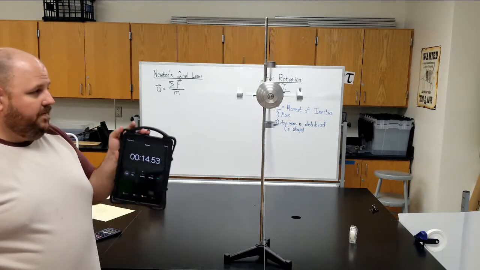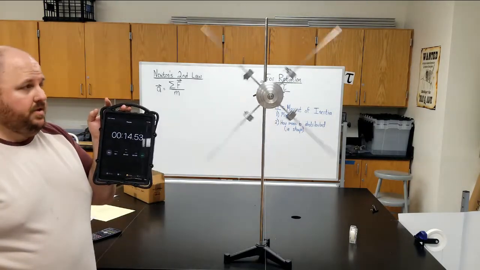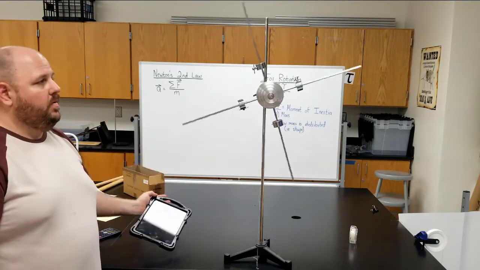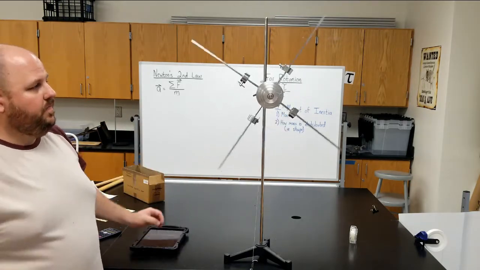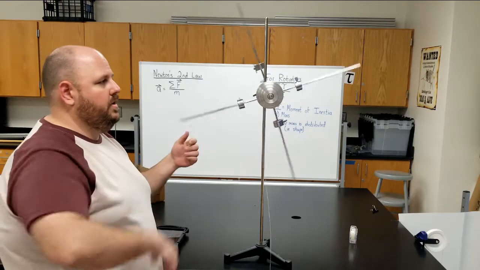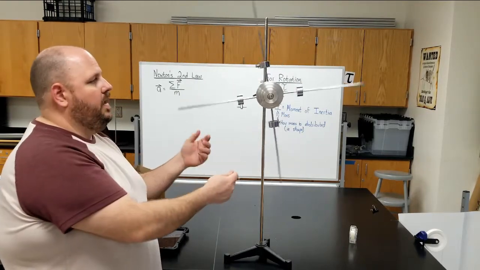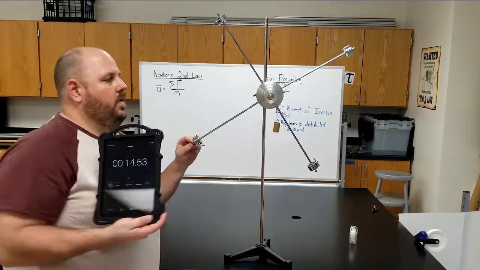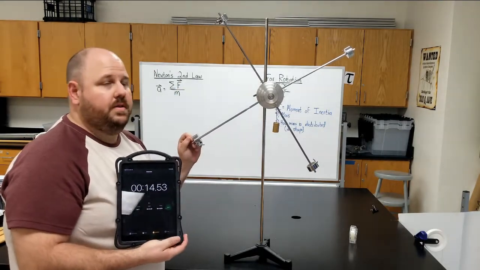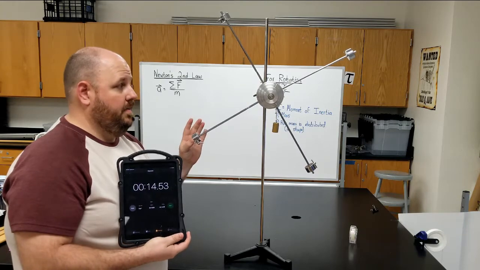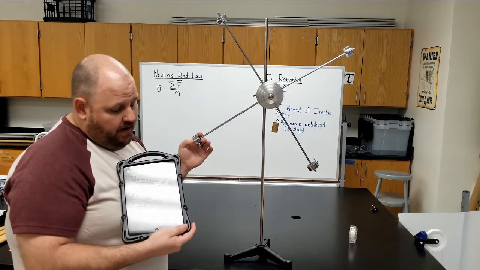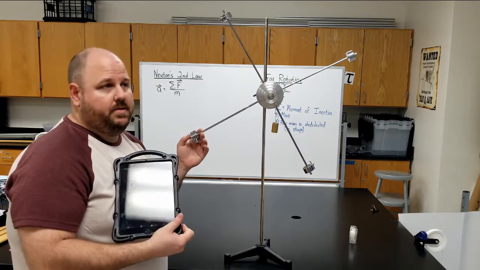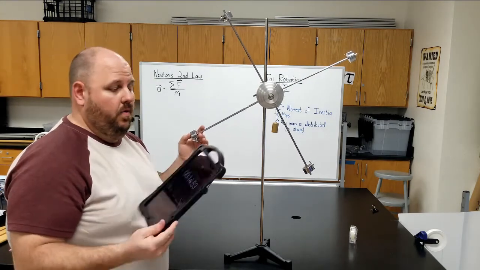So that took about 15.5 seconds to reach the floor. That's with those masses close to the middle. So we're going to rewind this thing back the other direction so that everything else is the same, and then repeat that with the masses moved further out. Okay, so when the masses were close to the center of the wheel, it took 14.5 seconds for that 100-gram mass to fall, accelerate, and hit the floor.